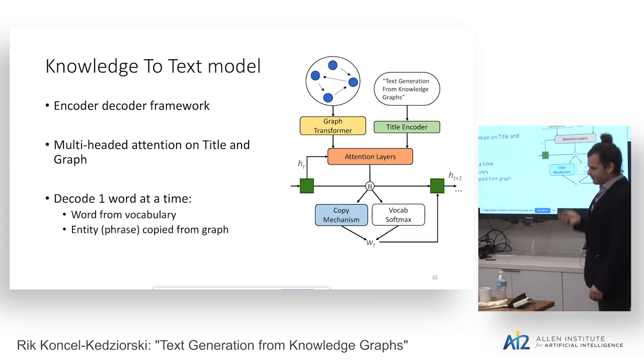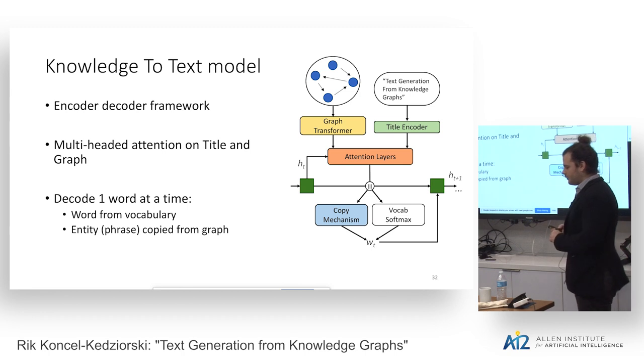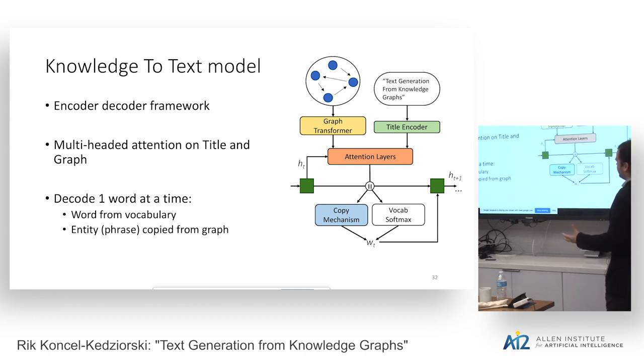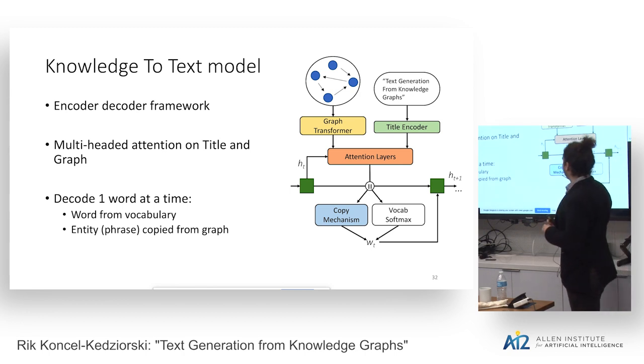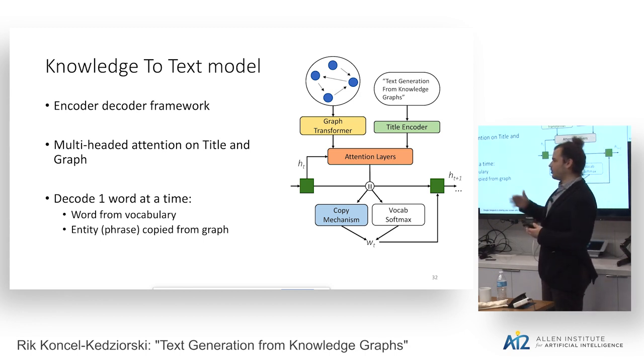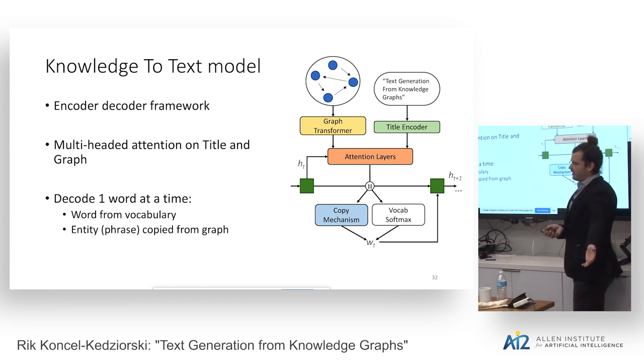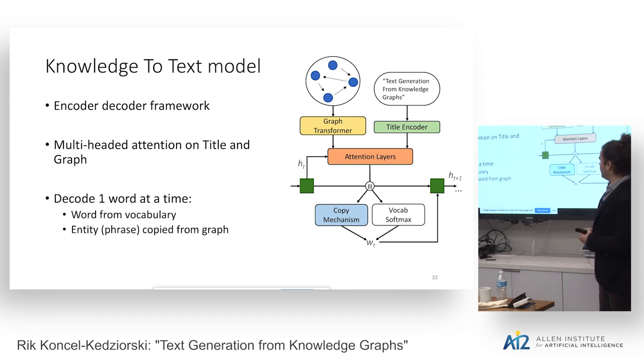The model, yes. So there is a model. It's this model. It's, as I said, an encoder-decoder framework that uses multi-headed attention on the title and graph at each decoder time step. And in line with many encoder-decoders, we decode one word at a time. And we have the option to either decode from our vocabulary or copy a named entity from the graph. So I'll describe this in a little bit more detail right now.